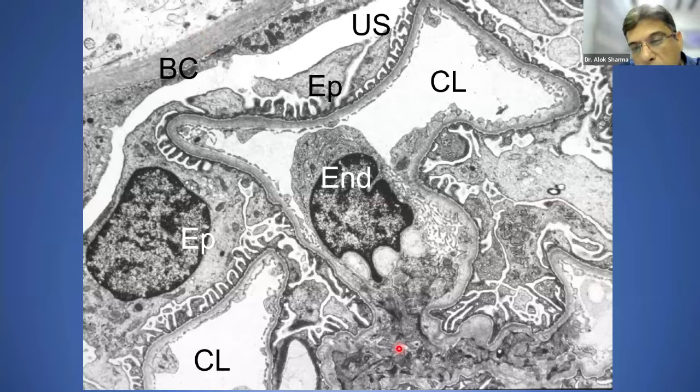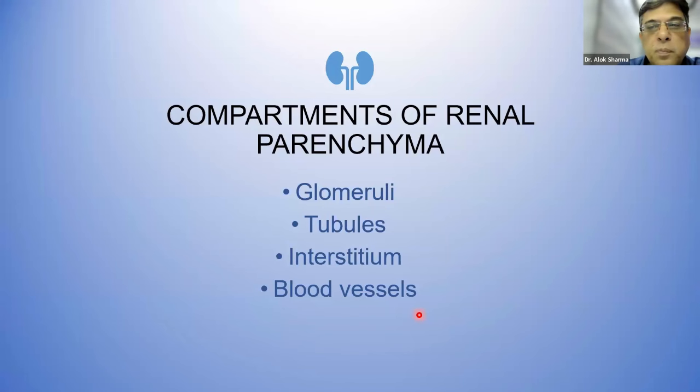And if you go down here, where my pointer is now, this is the mesangial area. The mesangium forms an anchoring area from where the glomerular capillaries are anchored, and then they spread out into the Bowman's capsule or the urinary space. We'll see a few EM pictures down the line. You will learn more about it.